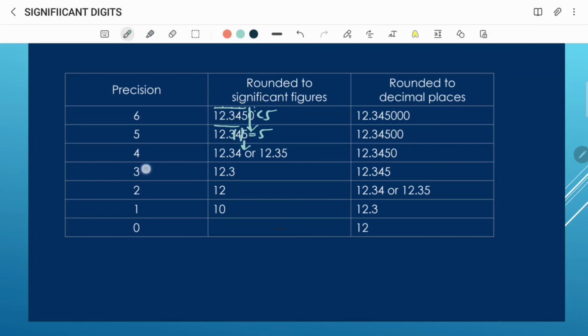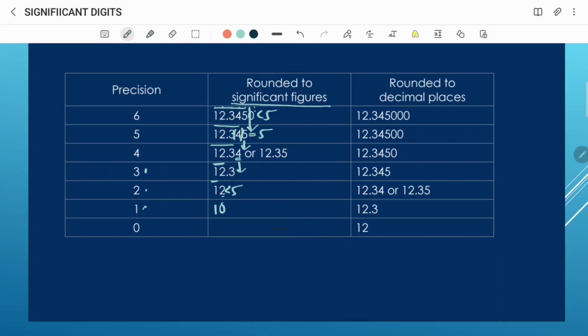Next, we want to round up to 3 significant digits, which means we want to keep up to here, and 4 is less than 5, so this again remains unchanged. Now we want to round it off to 2 significant digits, so we keep the first 2 digits, that becomes 1, 2. And if we want to round off 12 to 1 significant digit, meaning we want to keep only this and the next number, which is less than 5, so 1 remains unchanged and we put 0 instead of this.